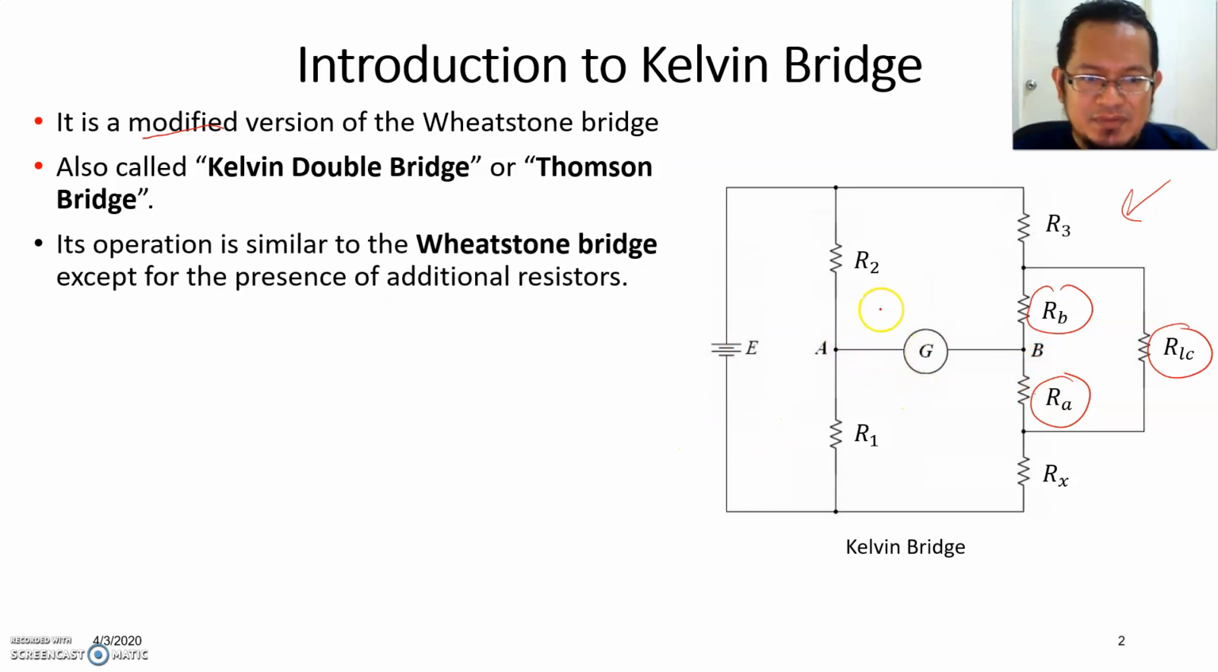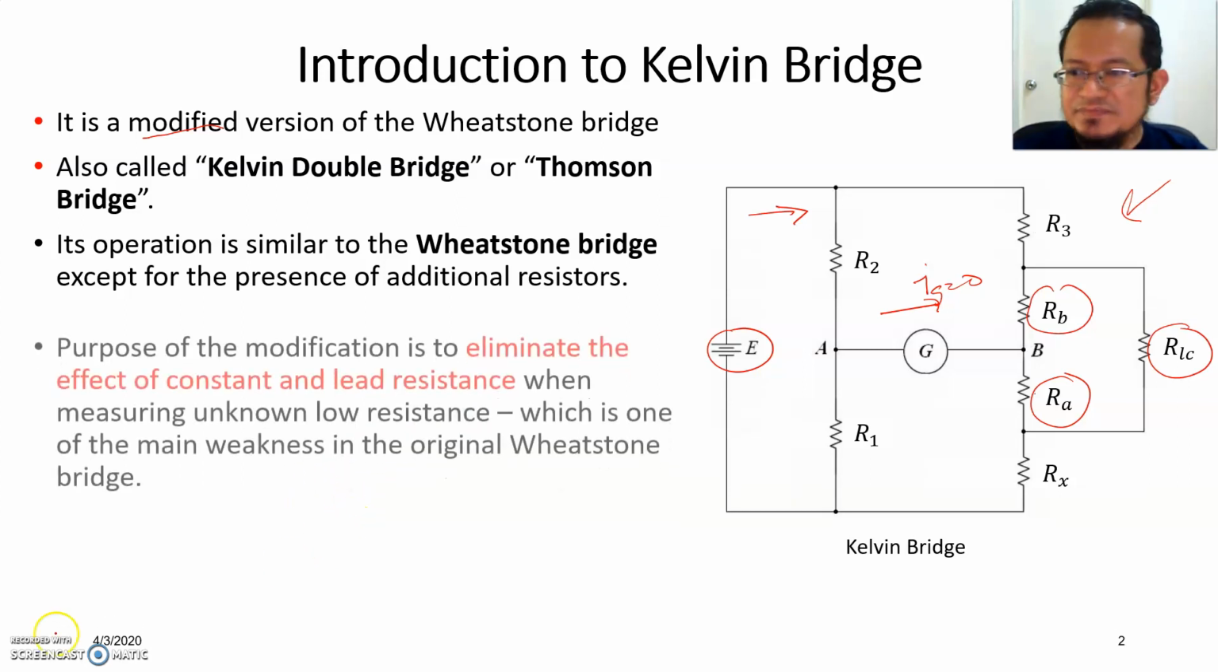You can see that in order for the bridge to have a balanced condition, the current of the galvanometer must equal 0. And, for example, you have a voltage source here and have the main current coming out here. So overall, the general operation is quite similar, except for some few modifications.